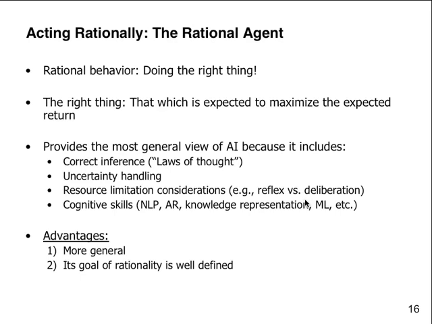So acting rationally is another thing. The rational behavior says you're doing the right thing. You get this in robotic behavior all the time. When it walks into a wall 10 times, is it really acting rationally? No. Rational behavior is after you hit the wall once, you back away and then you go in a different direction, which is what a human would do. So that's kind of the test in terms of rational behavior, providing the most general view of AI because it covers correct inference, laws of thought, uncertainty handling, and resource limitations considerations.